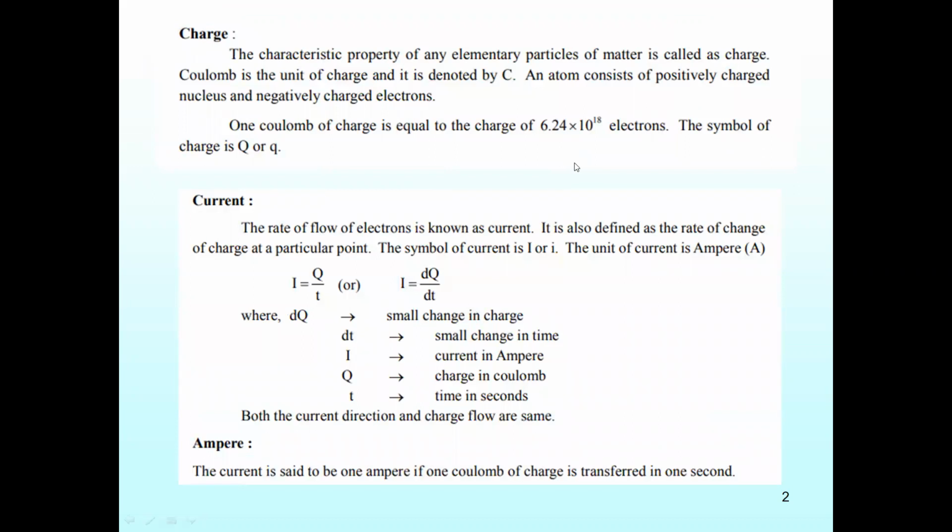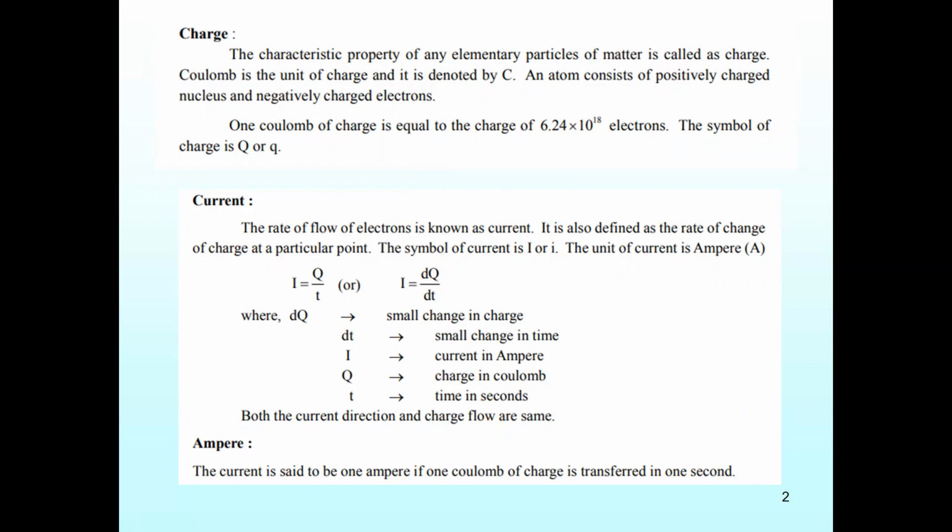Charge is the basic definition in electrical circuits. The characteristic property of any elementary particles of matter is called charge. The unit of charge is coulomb and it is denoted by the letter Q, capital Q or small q. An atom consists of a positively charged nucleus and negatively charged electrons.